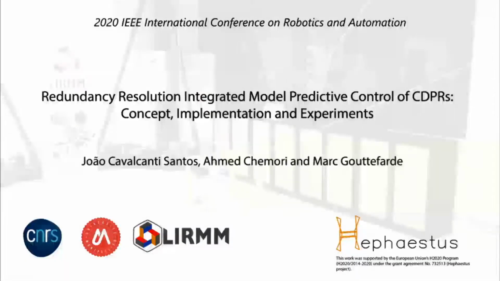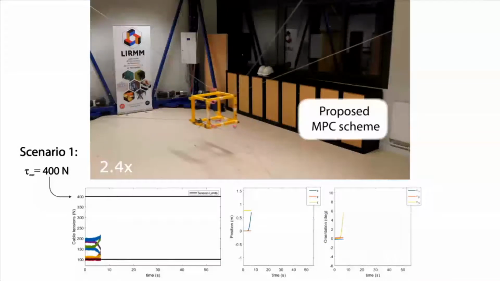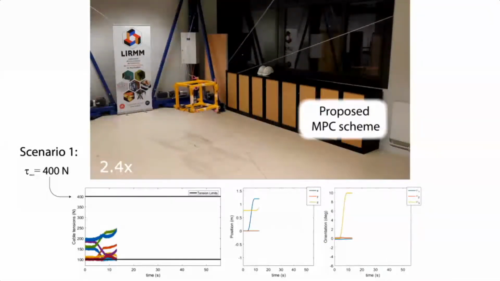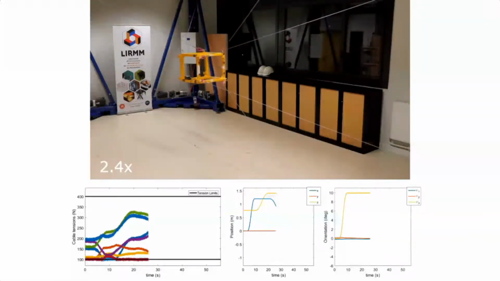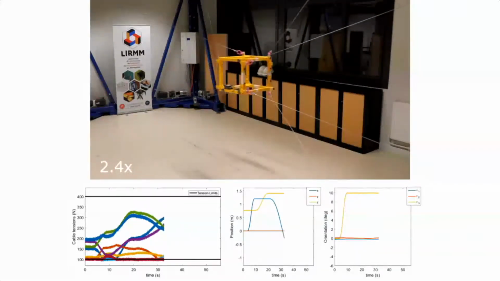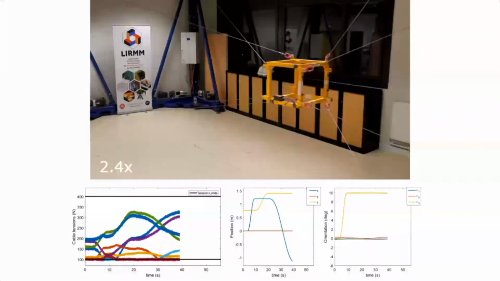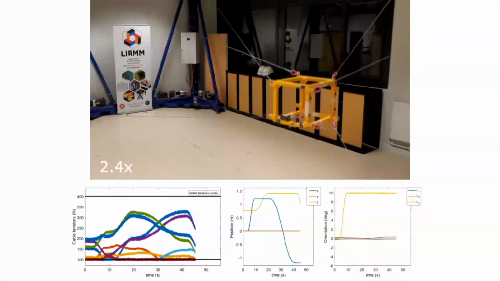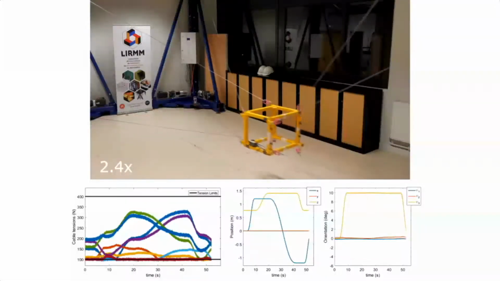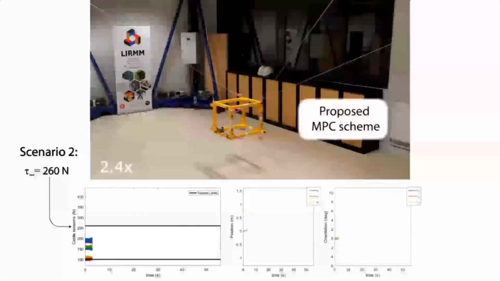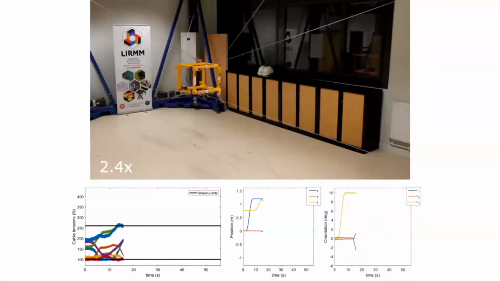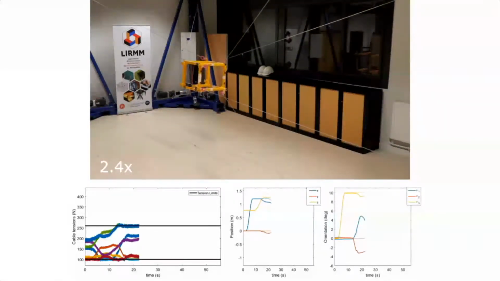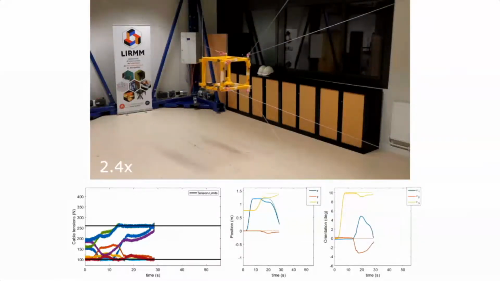In order to illustrate this discussed characteristic of the proposed MPC, we address different scenarios using the same desired trajectory. First, we present a scenario using the cable tension limits of 100 and 400 newtons. You may see that the trajectory is successfully tracked with satisfying results. In comparison, we present the case applying a maximal cable tension of 260 newtons. The desired trajectory cannot be performed with this new set of cable tension limits.